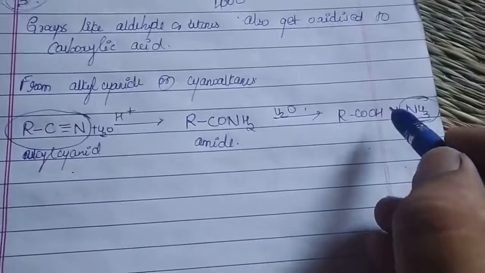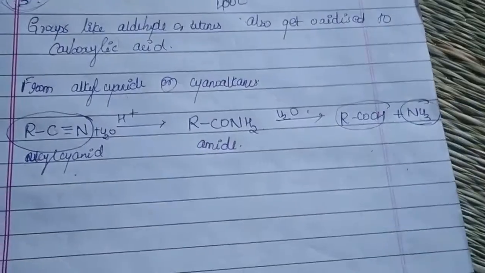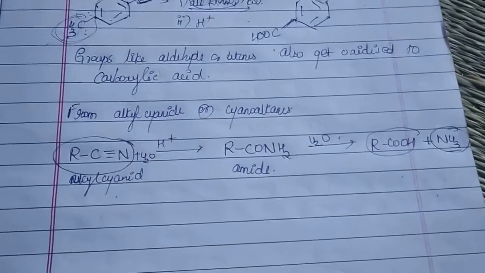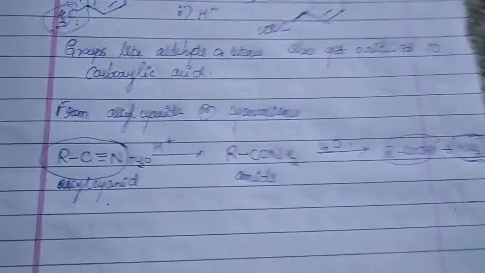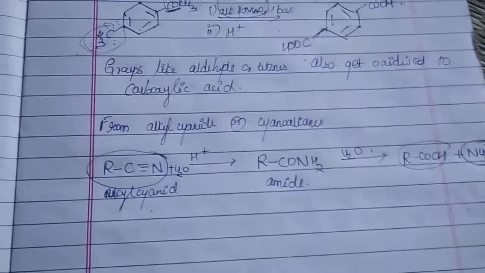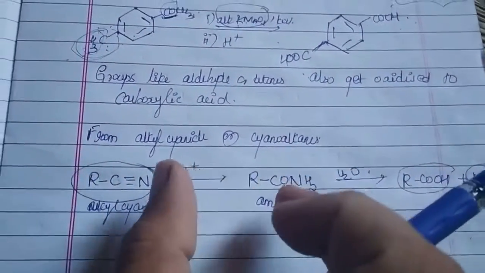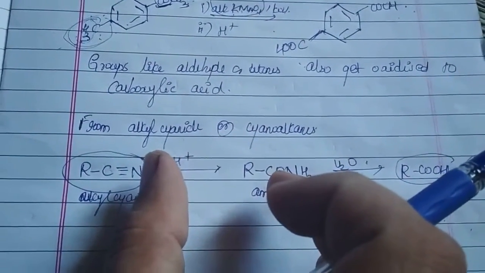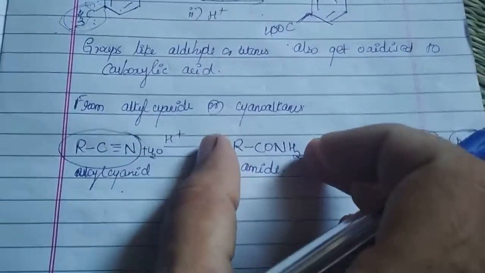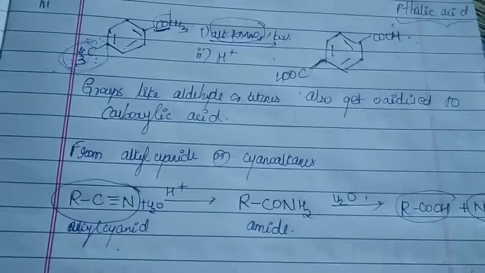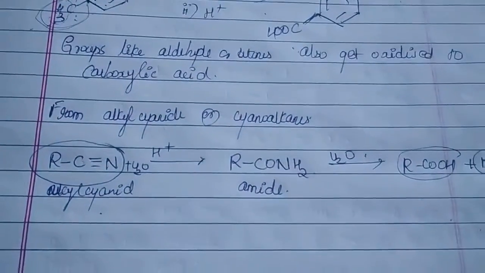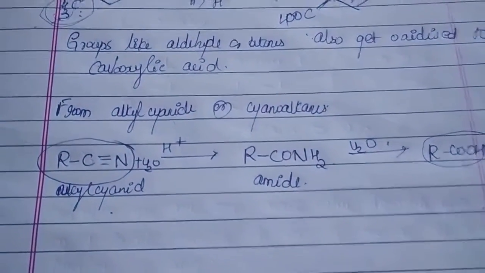How? You can just see that along with an acid we are also getting ammonia. So a pungent smell of ammonia can be obtained. Then what is the main point we have to remember? Whenever alkyl cyanide is hydrolyzed in the presence of dilute hydrochloric acid, first it is going to give you an amide, which on further hydrolysis gives us the corresponding carboxylic acid.